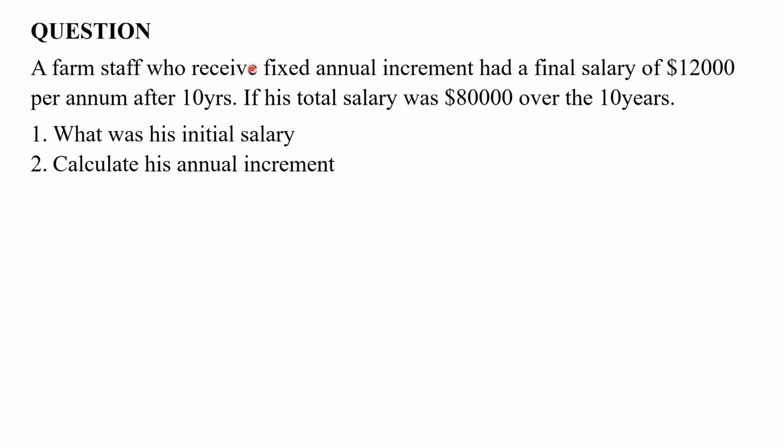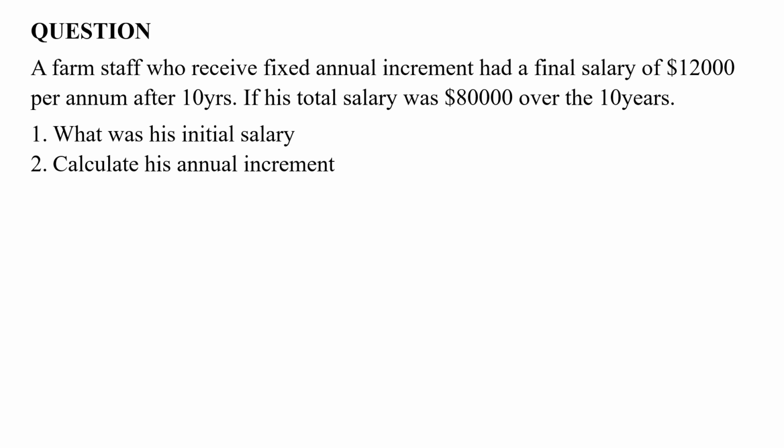A farm staff who received fixed annual increments had a final salary of $12,000 per annum after 10 years. If his total salary was $80,000 over the 10 years, calculate his initial salary and calculate his annual increment.